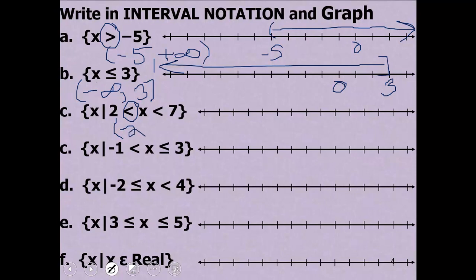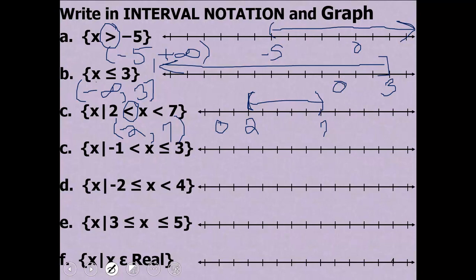So I have 2. And then I have 7. And this symbol requires a parenthesis. So if I am graphing this, here's 2, 3, 4, 5, 6, 7. Here's 7. I'm going to have a parenthesis and everything in between them. That is a parenthesis. I'm sorry, that looks so bad.